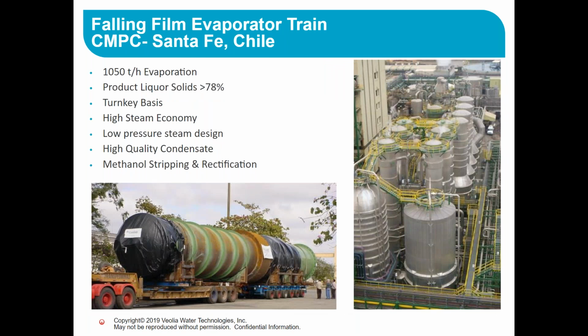And then back on this side of the world in South America, we have CMPC in Santa Fe, Chile, a system we supplied some years ago, but it's 1,050 tons an hour, going to 78%. It's since been increased to about 1,250 tons an hour. It was a turnkey system with very high steam economy, and low pressure steam again, so they can generate a lot of electricity. It has a special condensate system so that we can take all of our condensate out, all around 100 ppm of methanol, which is a very good condensate for recycling throughout the mill. And we can also control the amount of A and B condensate we take out of the system.